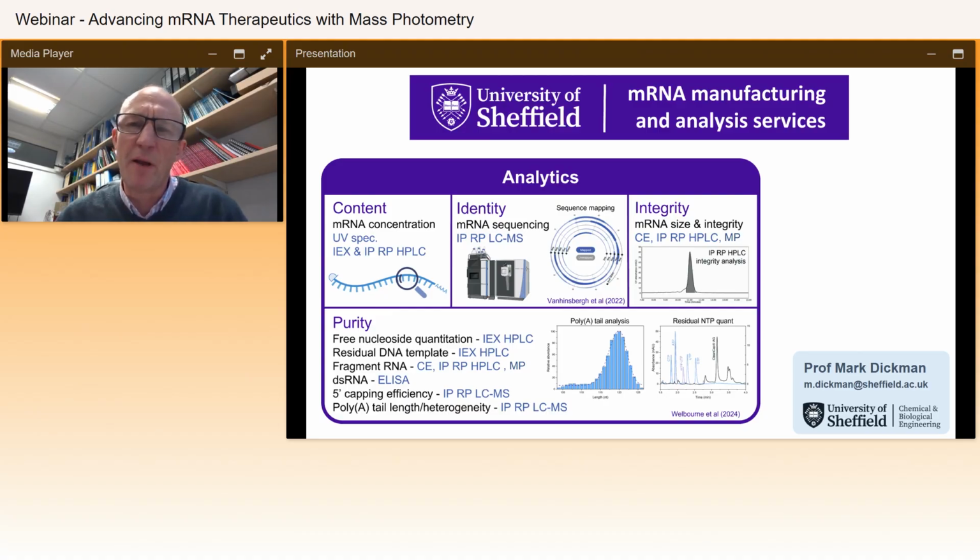So just to wrap up, essentially we've established at the University of Sheffield a dedicated analytical facility where we have a whole variety of different assays and techniques in place to look at things like mRNA content, looking at sequencing the identity of the mRNA using techniques such as liquid chromatography and mass spectrometry. We use a variety of techniques, including mass spectrometry now, to look at integrity and the purity of the mRNA molecule. So we have a whole suite of different assays set up where we work with a lot of academic partners and a lot of different companies to analyze and characterize their mRNAs of interest.